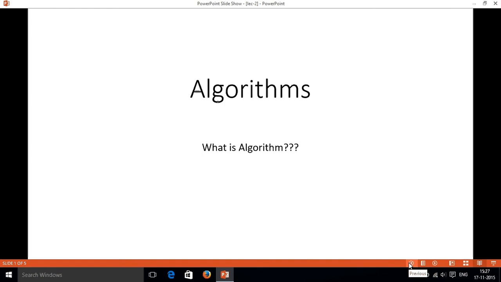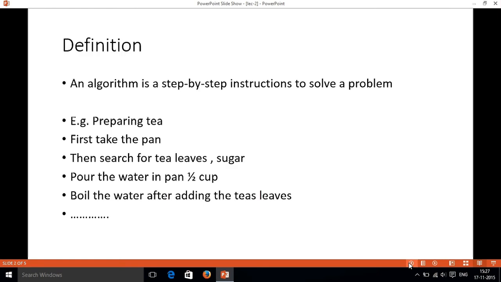In the previous video, we have learned what is data structure. So now, what is an algorithm? An algorithm just means the step-by-step instruction followed to solve the given problem. To understand this better, let us consider the example.